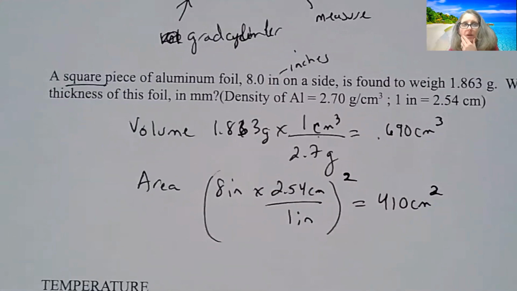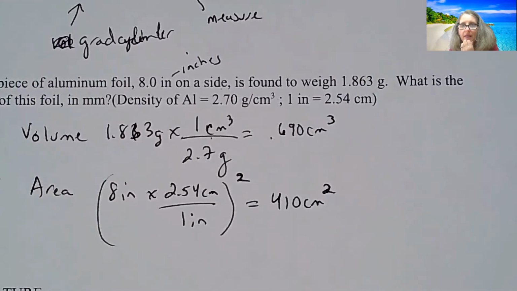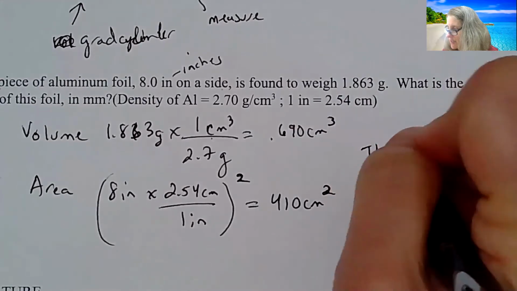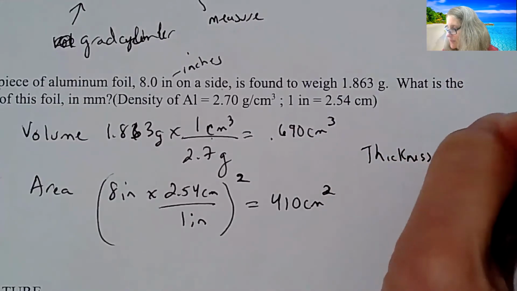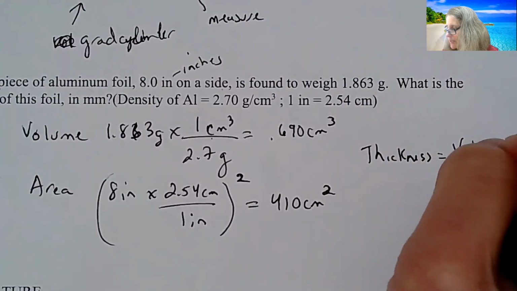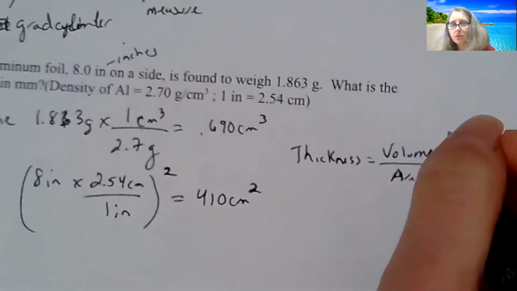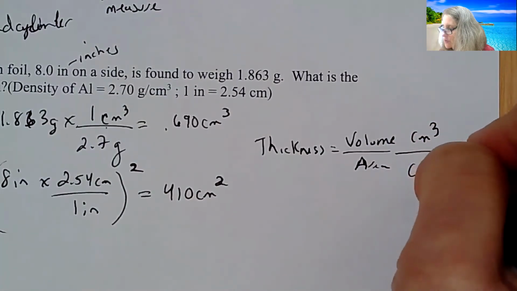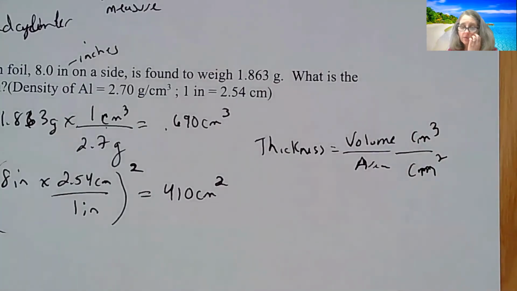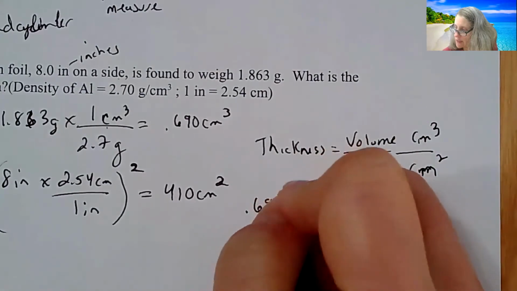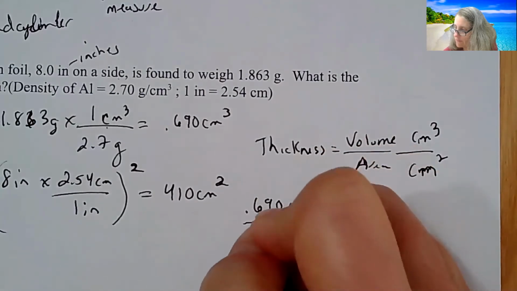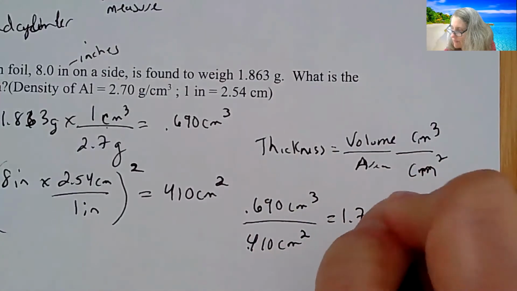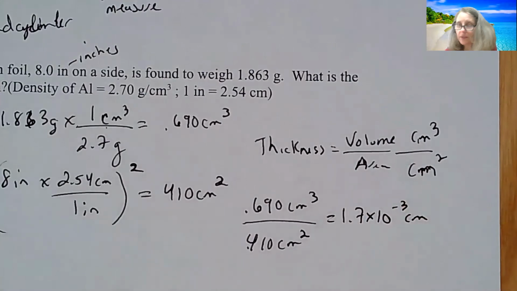Well, if I want to know the thickness, if I have a cubed unit and a squared unit, essentially my thickness is going to be my volume divided by my area. Because if I take the cubed unit of centimeters cubed and divide it by the centimeters squared, I end up with centimeters. So if I take my 0.690 centimeters cubed and divide it by 410 centimeters squared, I will get about 1.7 times 10 to the negative third centimeters.